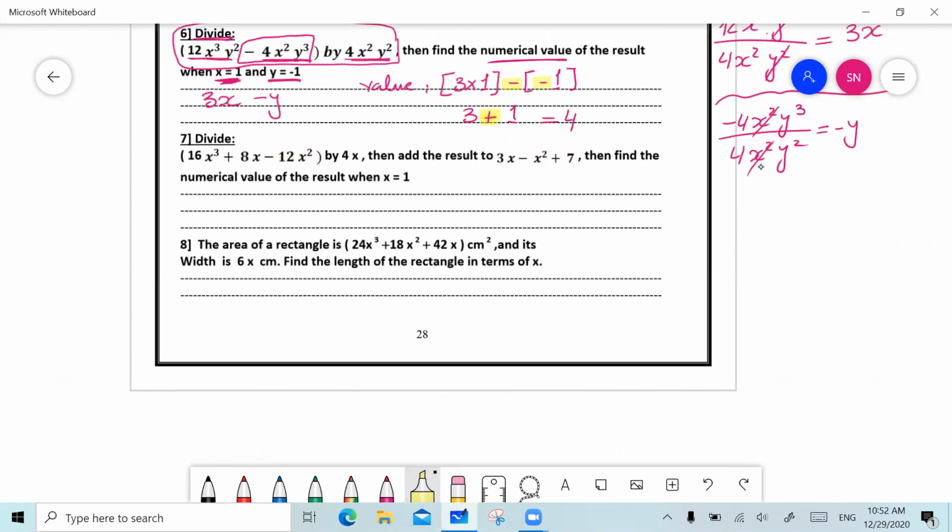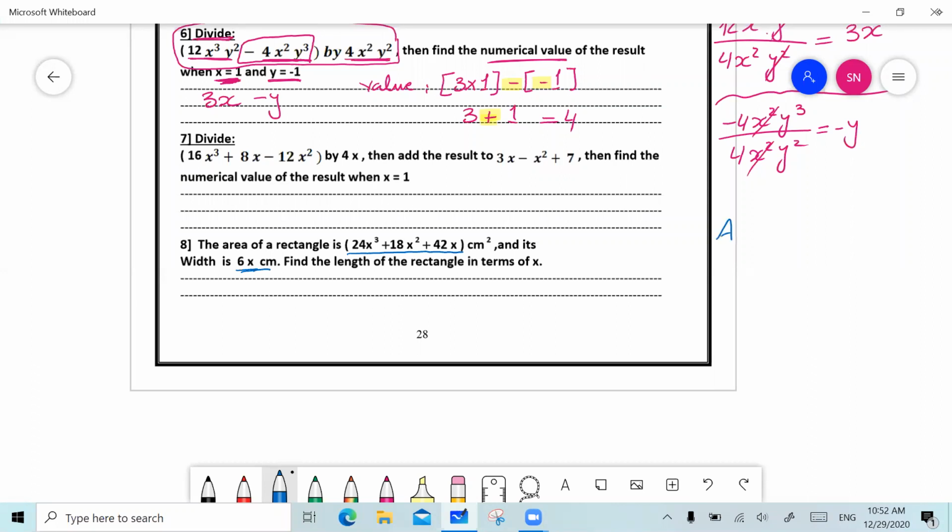Let's go now for question number 8. First, the area of the rectangle is 24x to the power of 3 plus 18x squared plus 42x. And its width is 6x centimeter. Find the length of the rectangle in terms of x.